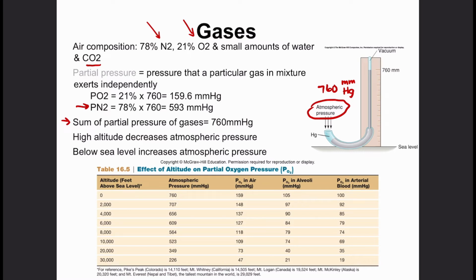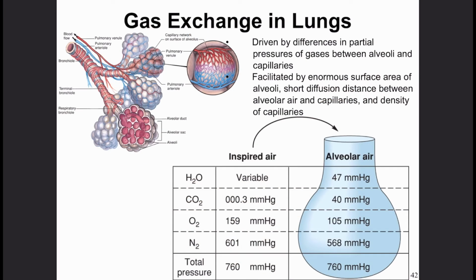As you go higher in altitude, the atmospheric pressure decreases, which is why it's harder to oxygenate tissue at higher altitude, because there's less pressure of oxygen in the air. So gas exchange in lungs is driven by differences in partial pressure of gases between the alveoli and capillaries. And it is going to go from higher pressure of a gas to lower pressure of a gas, just like passive diffusion.